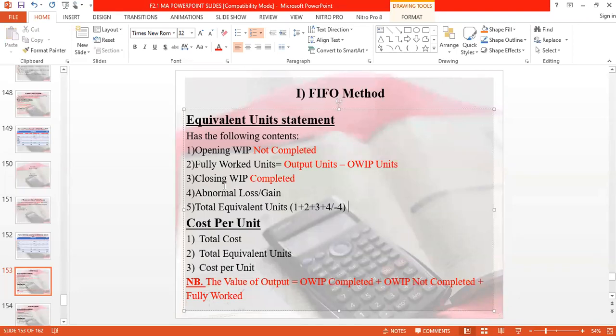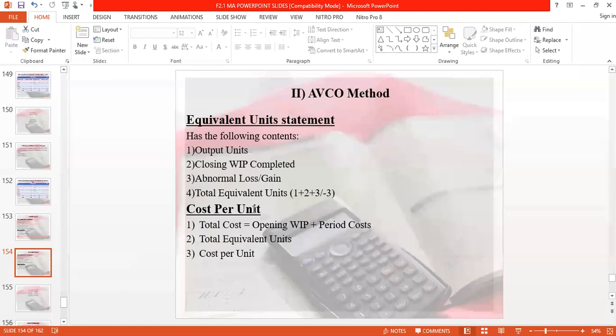Don't forget about FIFO. FIFO, we have said, is opening work in progress not completed, fully worked units, which is output minus opening work in progress. Master this slide. Closing work in progress completed, abnormal loss or gain, total equivalent units. And then note, value of output is opening work in progress completed plus opening not completed plus fully worked. Let's go to the AVCO method.